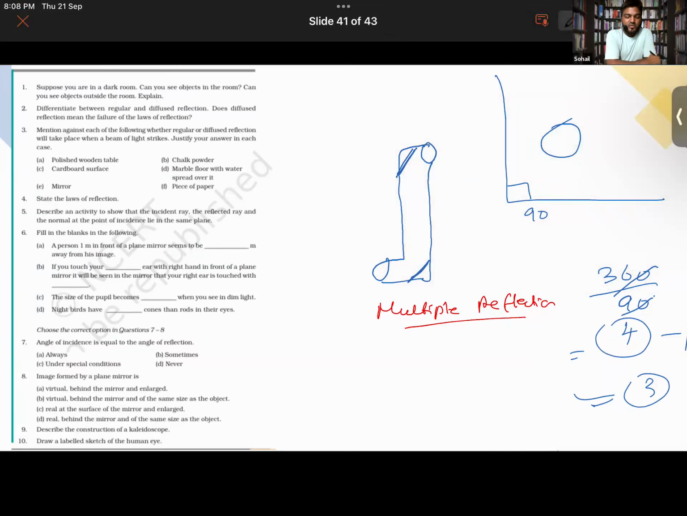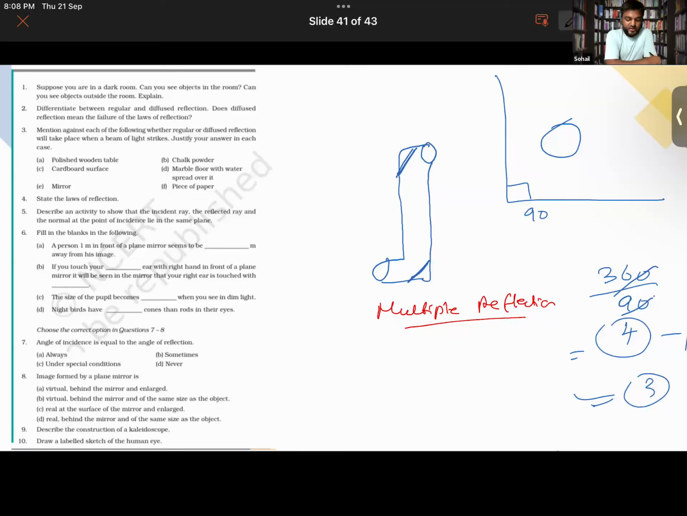Inside the room, you can't see it. But outside the room, you can see the objects. In the room, there is no light and there is no light to reflect into our eyes, so we can't see any objects. Exactly. That is the reason here, because in your room, there is no light source. Since there is no reflection taking place there, we won't be able to see any objects.